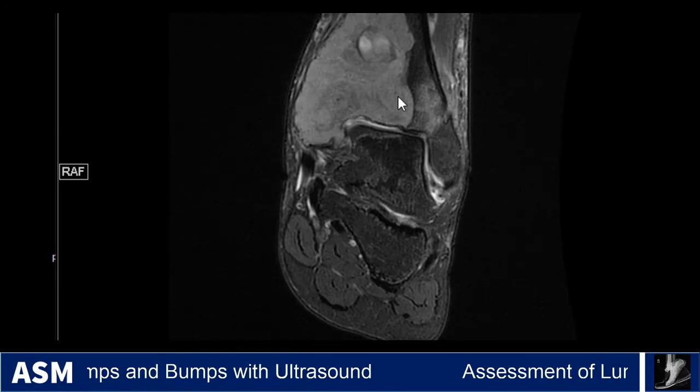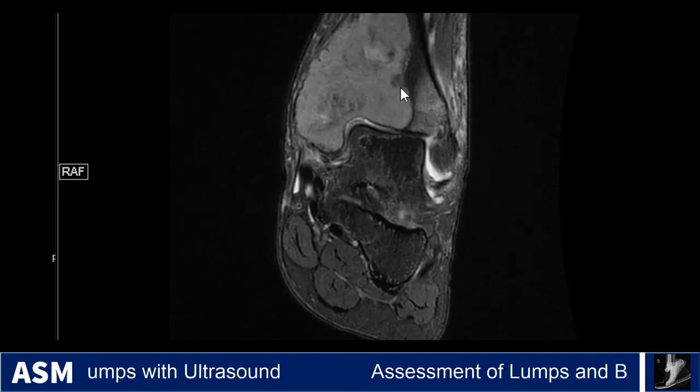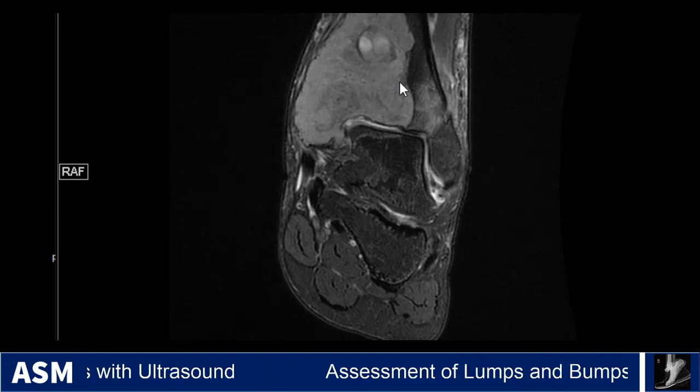So again, these findings were most suggestive of giant cell tumor of bone, and biopsy did confirm that diagnosis.